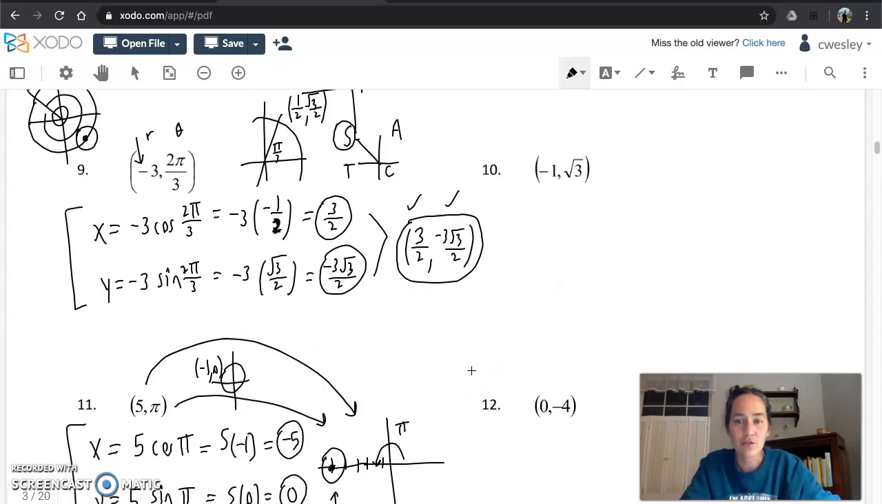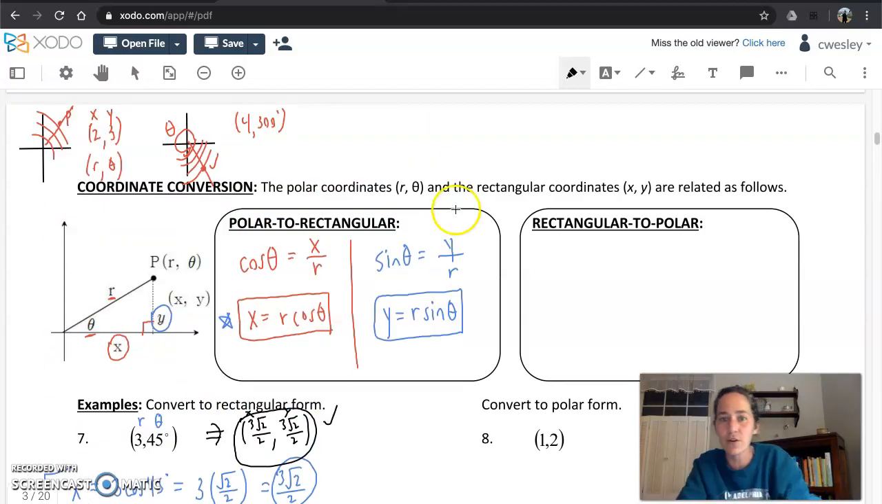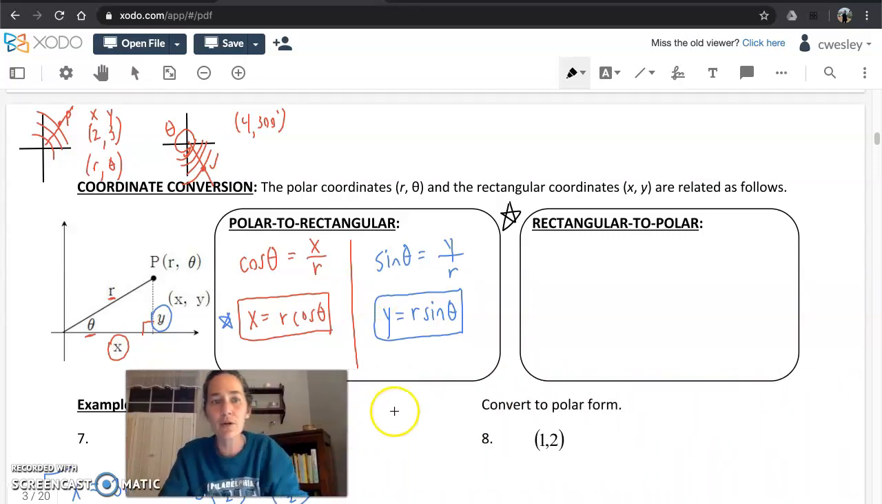Okay, I know what you're thinking. You're thinking, Miss Wesley, great, we can convert polar to rectangular. What if things are the other way around? Is it just as quick? Now notice, for that one way of converting, we utilize sine and cosine. I don't know how useful they're going to be for rectangular to polar, but let's think back to this same exact picture. Let's say that first we want to get r.